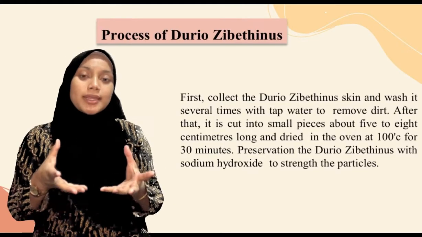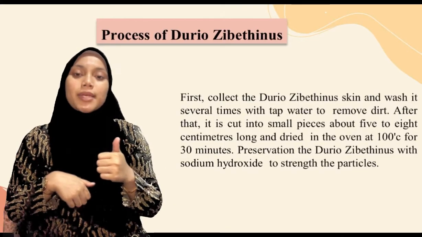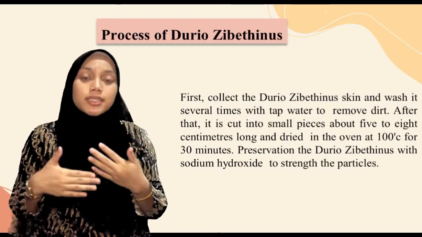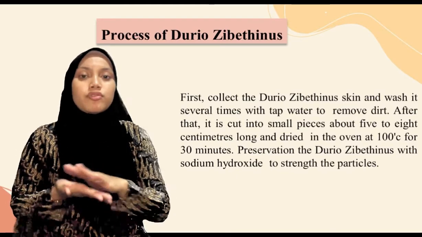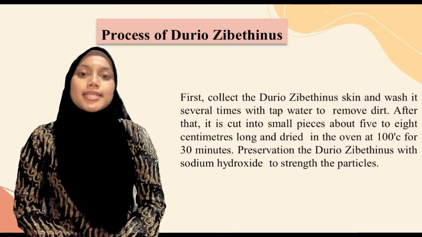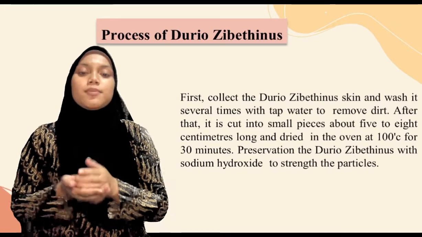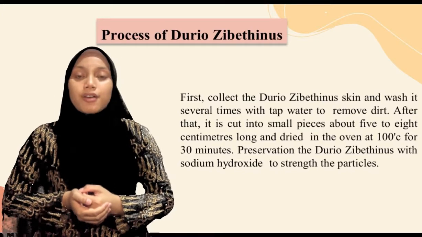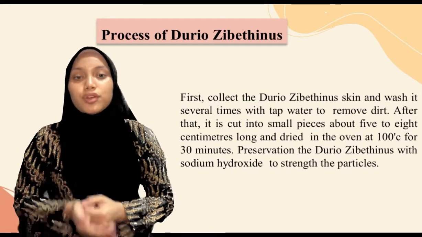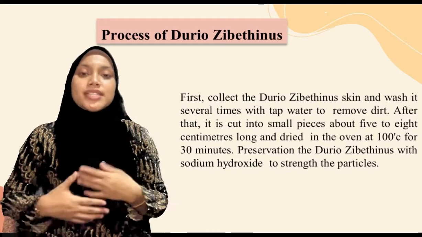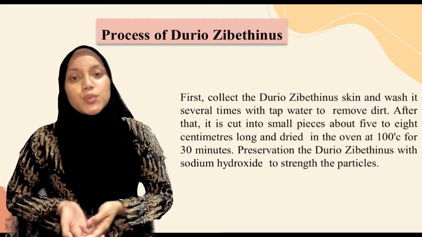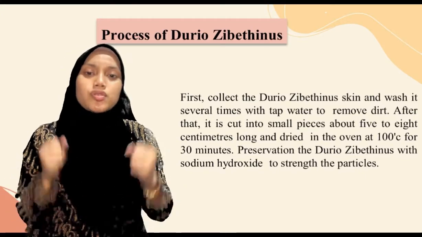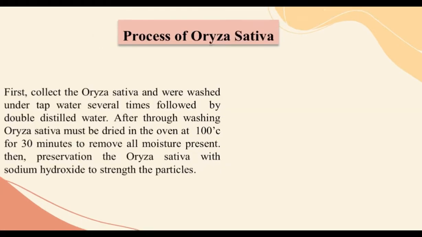Process of Durio zibethinus. First, collect the Durio zibethinus skin and wash it several times with tap water to remove dirt. After that, it is cut into small pieces about 5 to 8 cm long and dried in the oven at 100 Celsius for 30 minutes. Preserve the Durio zibethinus with sodium hydroxide to strengthen the particles.